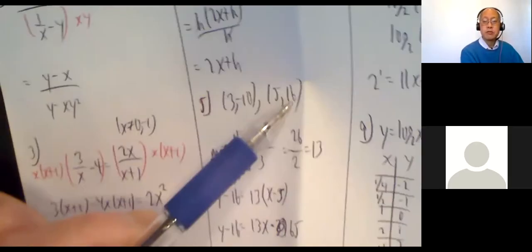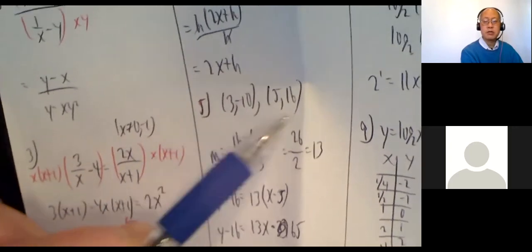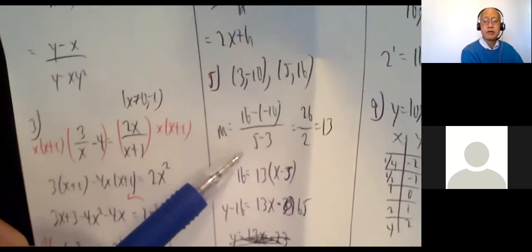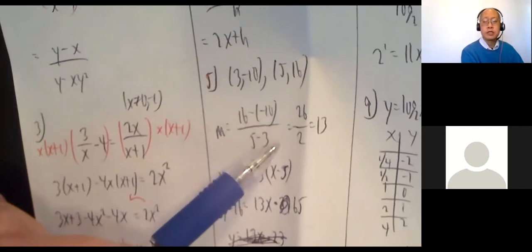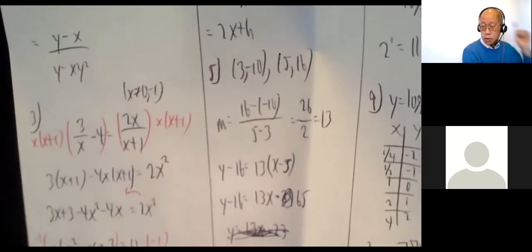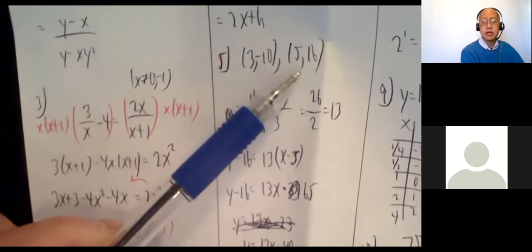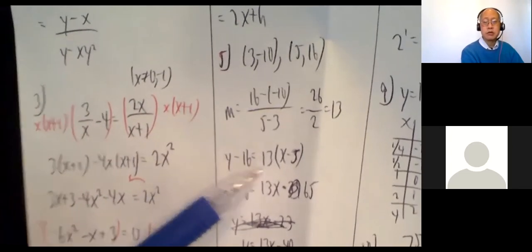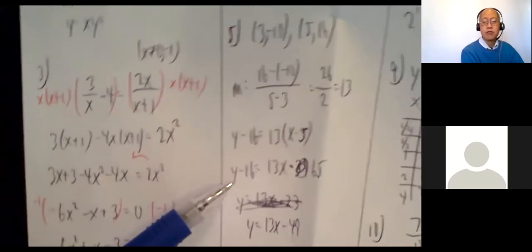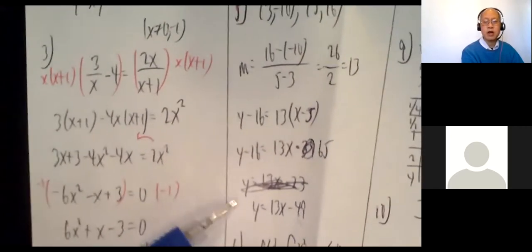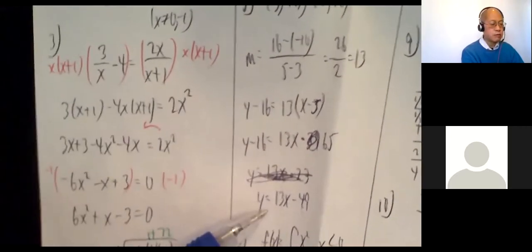Number 5, slope is y2 minus y1 divided by x2 minus x1. So 16 minus negative 10, divided by 5 minus 3, 26 over 2 or 13. Okay, point-slope. So y minus 16, I decided to pick this point. Y minus 16 equals 13 times x minus 5. Y minus 16 is 13x minus 65. Final answer, y is 13x minus 49.